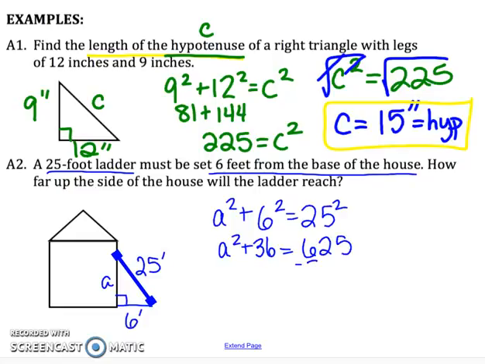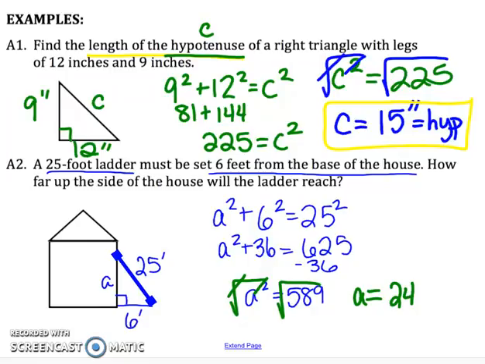If I subtract the 36 over, I have A squared equals 589. And then once again, I need to take the square root of both sides, and I get that length A is the square root of 589, which is approximately 24.27, and that's in feet. So that is how far up on the house the ladder can reach.